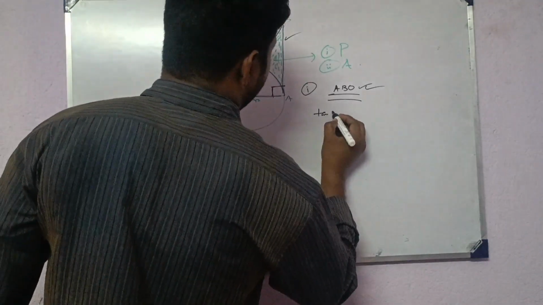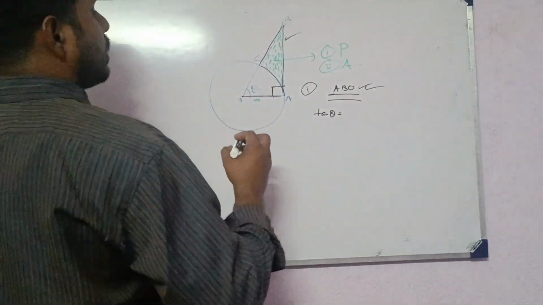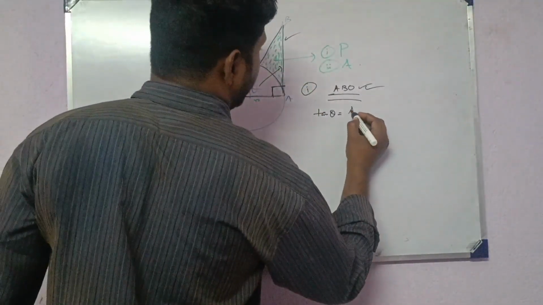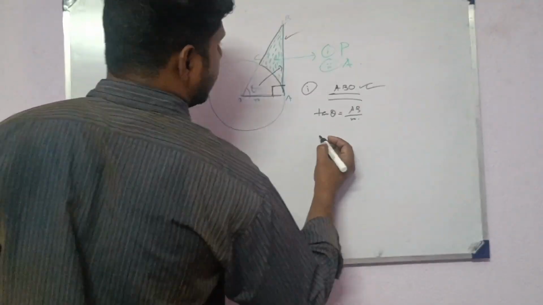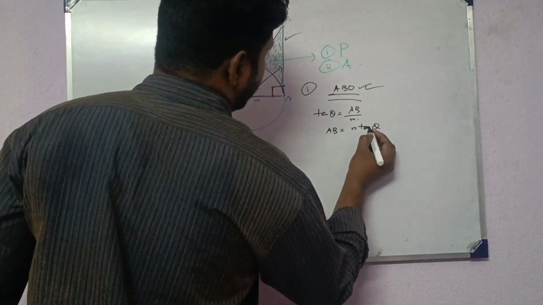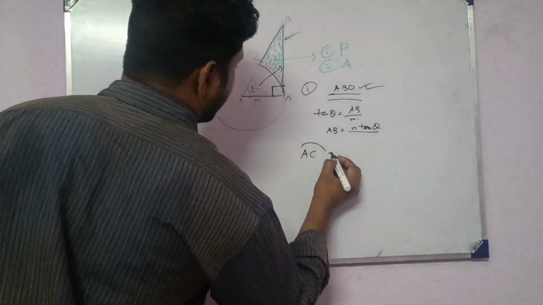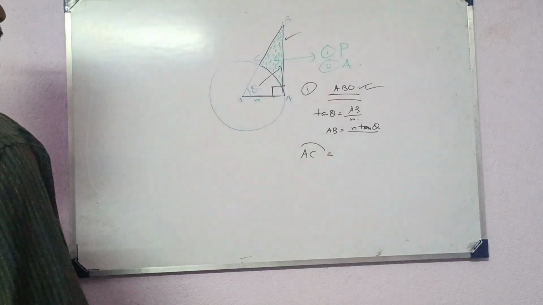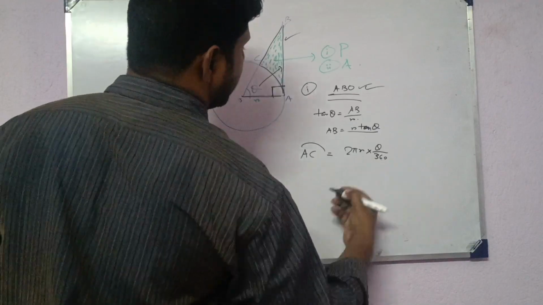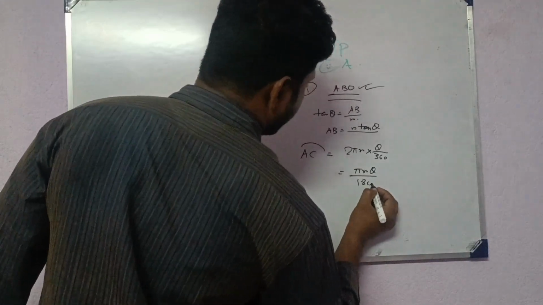So tan theta equals perpendicular by base. Here the perpendicular is AB, so perpendicular by base is AB by R. So AB is R tan theta. AB we have got. Now we have to find arc AC. That will be 2 pi R into theta by 360. Done. So pi R theta by 180.